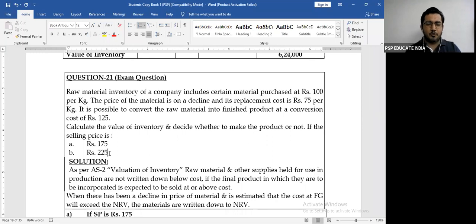Should we make the product if A, the selling price is 175, if B, the selling price is 225. Again I'm reading the question for you. You purchased some material for 100 rupees. Now its NRV has become 75. If you want to convert this material into the final product, a further 125 rupees of cost will be incurred. They ask you to calculate the value of inventory and decide whether we should make this product or not. It is a simple question. We have already done this kind of question. Now I would want two people to solve this question. Let's see who can do that.